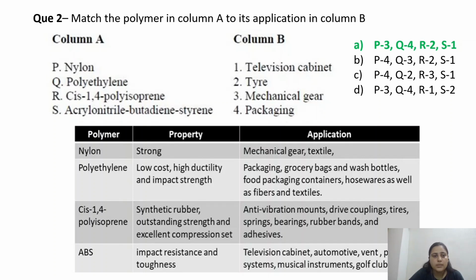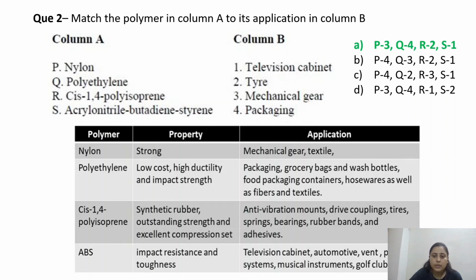Next is cis-1,4 polyisoprene. It is a synthetic rubber having high strength and excellent compression set. So it is used for making anti-vibration mounts, drive couplings, tires, springs, bearings, rubber bands, and adhesives. So for R, which is cis-1,4 polyisoprene, which is also a rubber, rubber is used for making tires. So option 2 is correct for R.